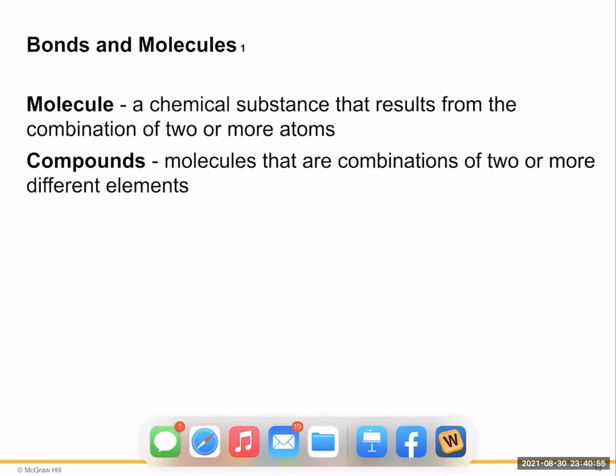So a molecule is a chemical substance that results from the combination of two or more atoms. So when two or more atoms combine, you form a molecule. Examples of a molecule are water, H2O, 2 hydrogens, 1 oxygen, and carbon dioxide, 1 carbon, 2 oxygens. Compounds are molecules that are a combination of 2 or more different elements. So it forms a compound.